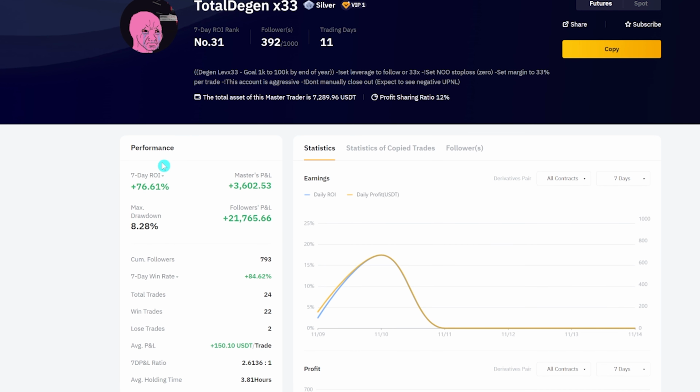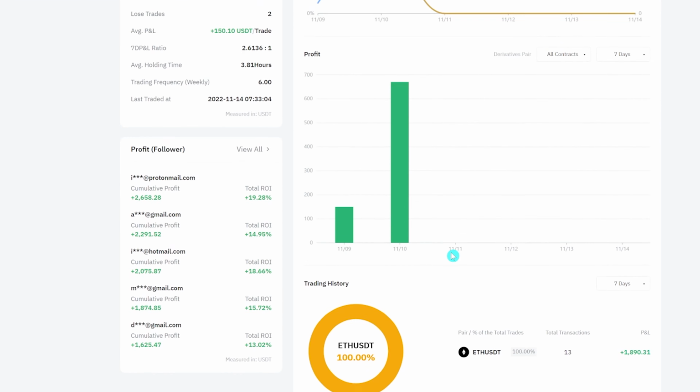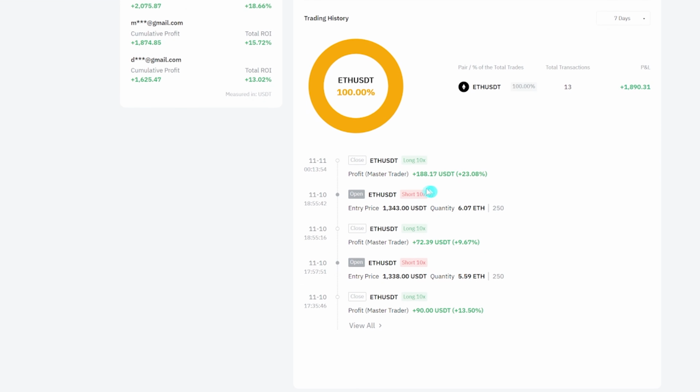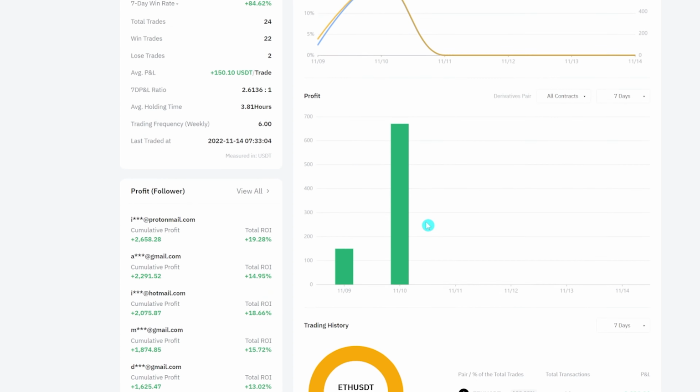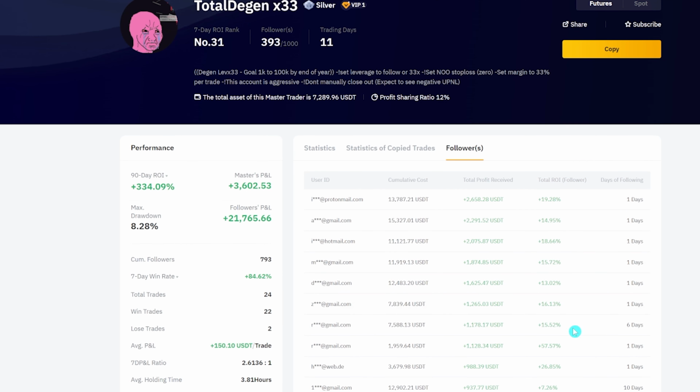Again, I'm going to sort this out by 90 days, and you can actually see the return as well. So I'm going to scroll down and see what asset they're actually trading, and from here we can see that they're trading Ethereum and trading with 10x leverage. It's a little bit more risky, but we can set this out on our own settings when we actually follow the trader. Again, you can look at followers and see the percentage that they're actually making. The ROI here is really great. You can see this one day 15%.